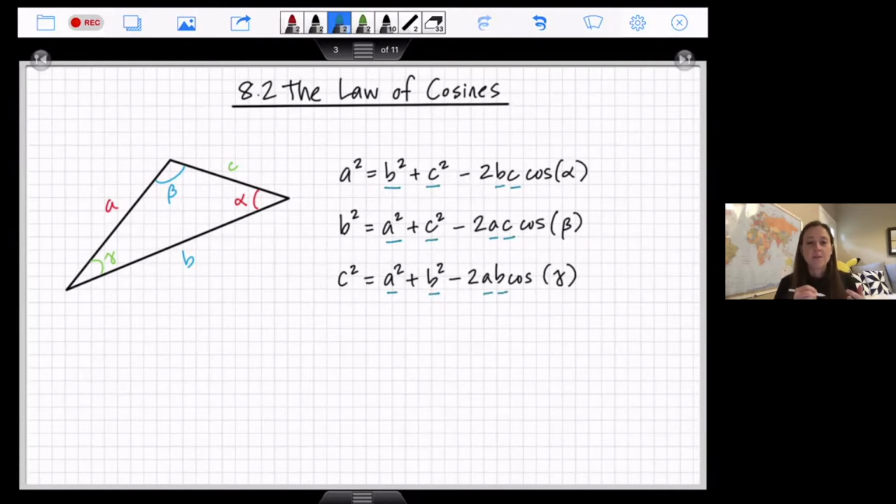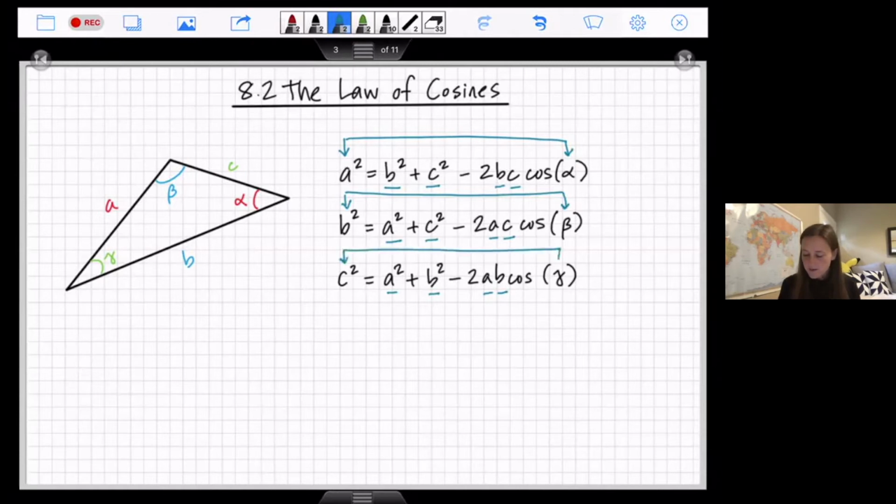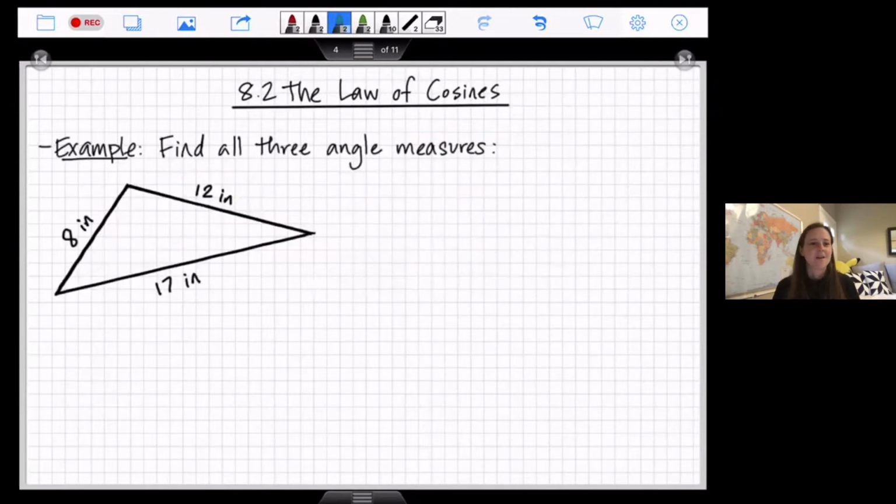And then whatever side length is by itself over here on the left, its partner angle ends up in the cosine over on the right. So a belongs to alpha, it shows up in the cosine. Likewise, if we start off with b over here on the left, its angle shows up in the cosine in the formula. If I start off with c squared on the left, then gamma shows up in the cosine on the right. All right, so let's practice this on an example.